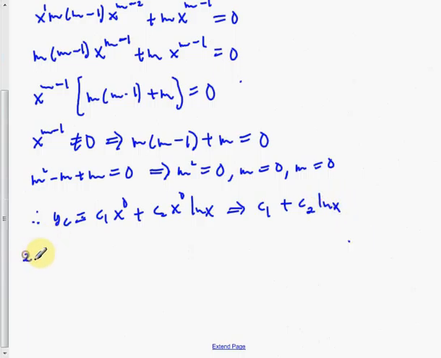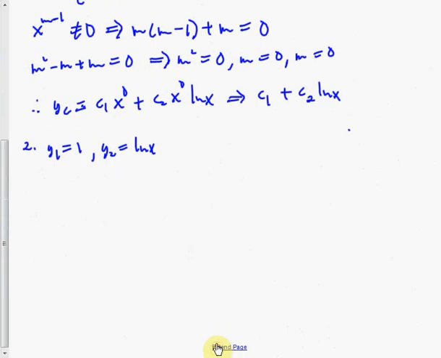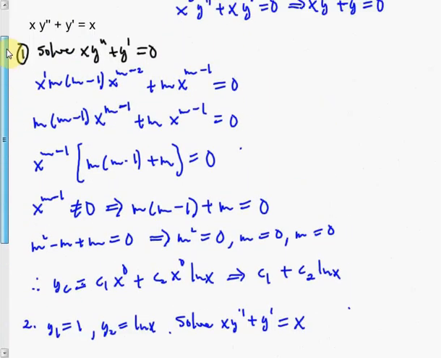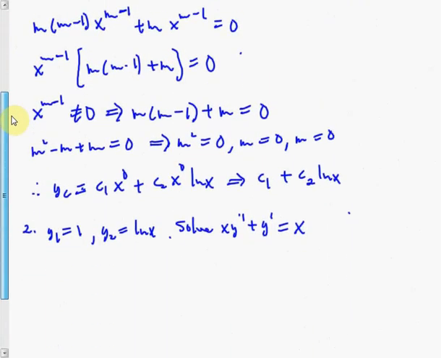So step number 2 for the variation of parameters method: y sub 1 is 1, and y sub 2 is the natural log of x. So we solve x y double prime plus y prime is equal to x. I think that was the original problem. Yes. Okay.